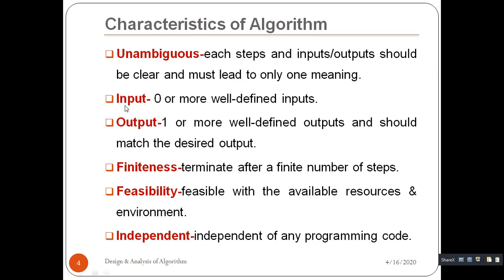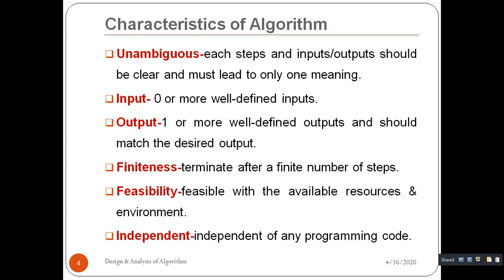Next is input. All algorithms should have 0 or more well-defined inputs. An algorithm can also have 0 inputs. For example, if I ask you to write an algorithm to display your name, it will take no input. It will simply display your name. It is just giving us the output, the name, but it is not taking any input. But what is the meaning of this well-defined input? For example, our algorithm is to find the addition of two integers.